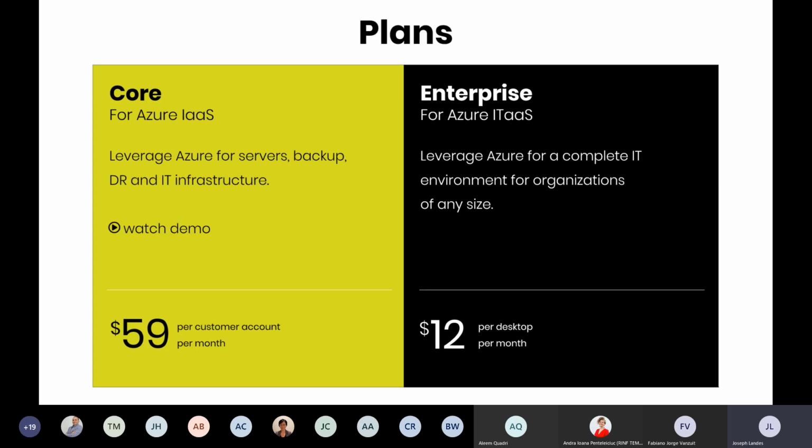And then our other plan is the enterprise plan. The enterprise plan does everything that Core does, and it allows you to spin up virtual desktops. So for those of you who have heard about the new Windows Virtual Desktop, this is the plan that you want. You could spin up a Windows Virtual Desktop environment in a few minutes, and the pricing is $12 a desktop a month when you use this plan.